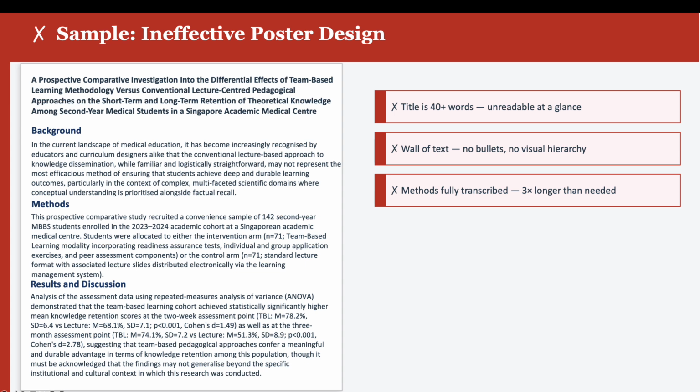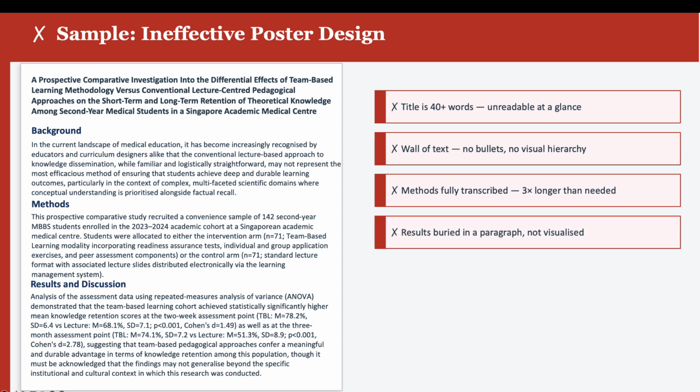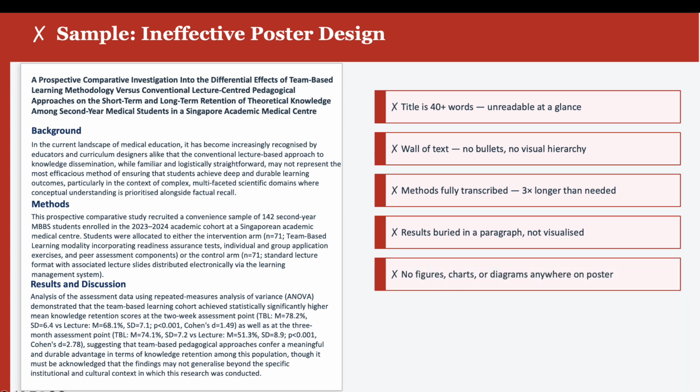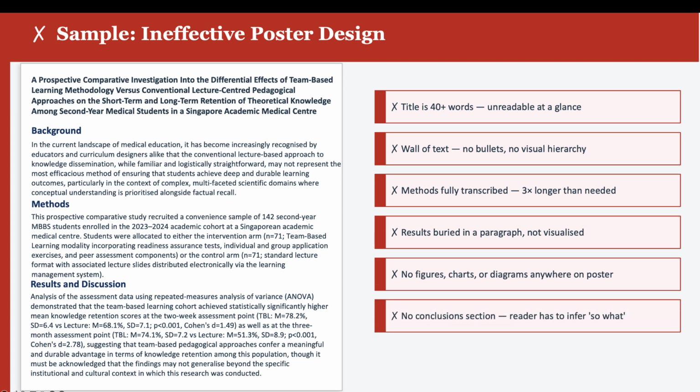The method section is fully transcribed. It reads more like a journal article, not a poster. The results are buried in a paragraph in the results and discussion section. There are no figures, no charts, no visual representation of the data anywhere in this poster. There's no separate conclusion section. The reader would have to infer what the practical implication is from the final sentence of the discussion.